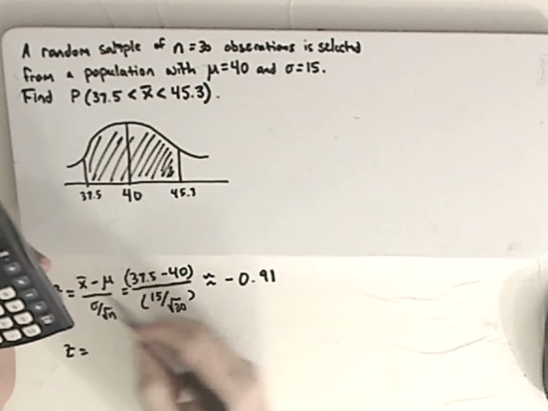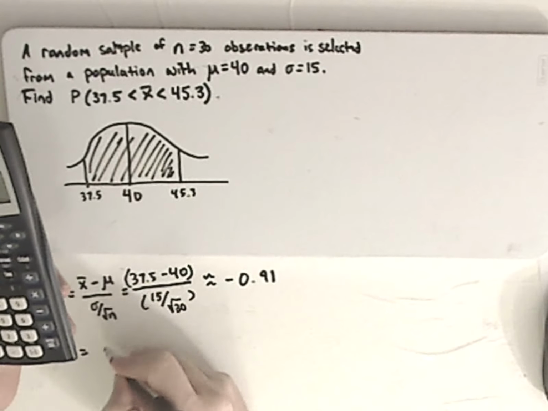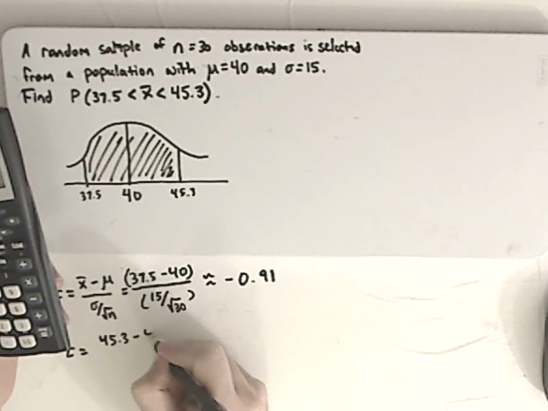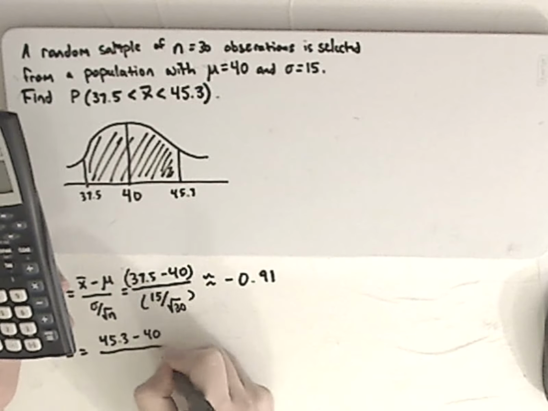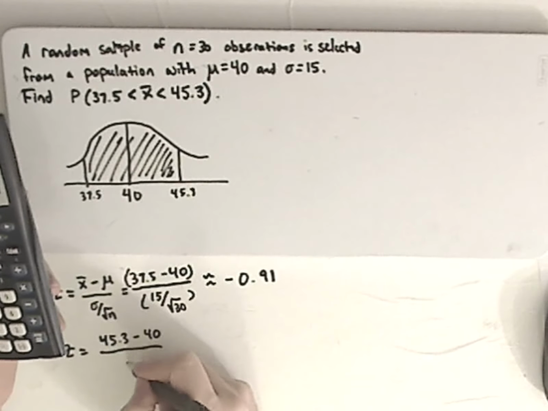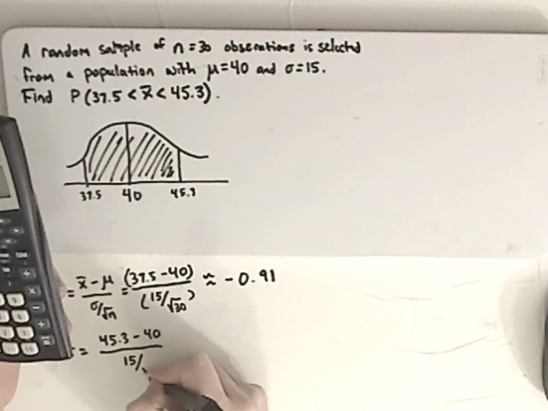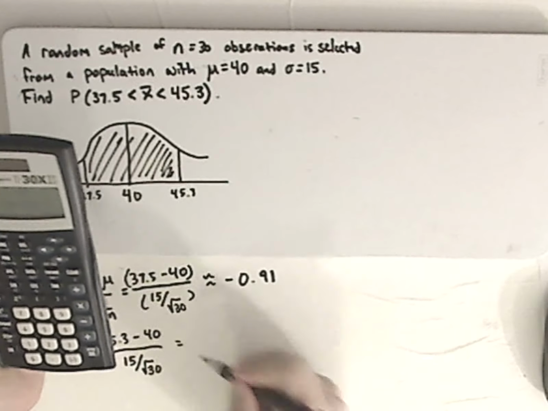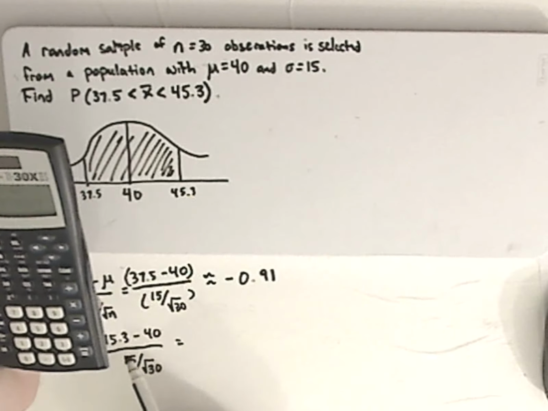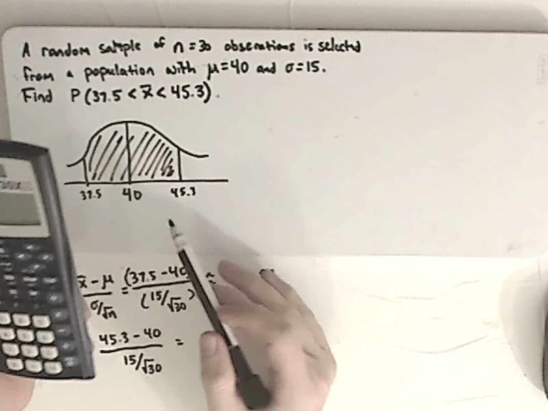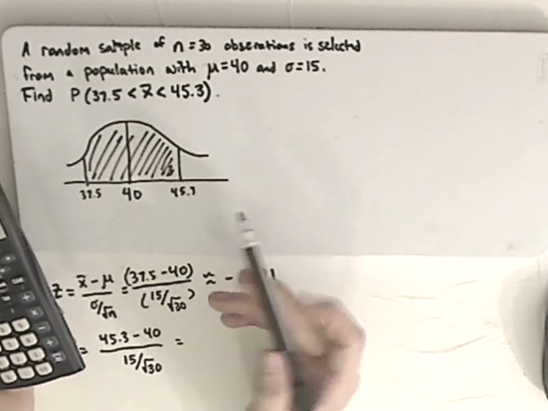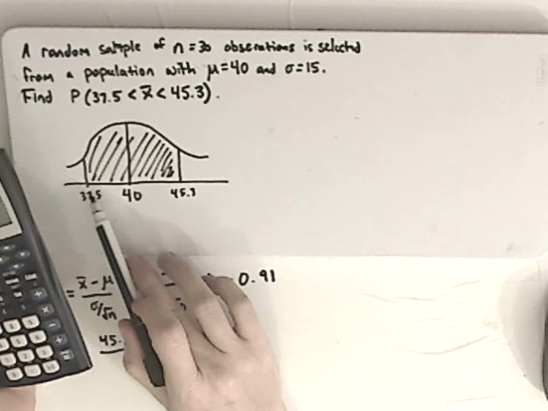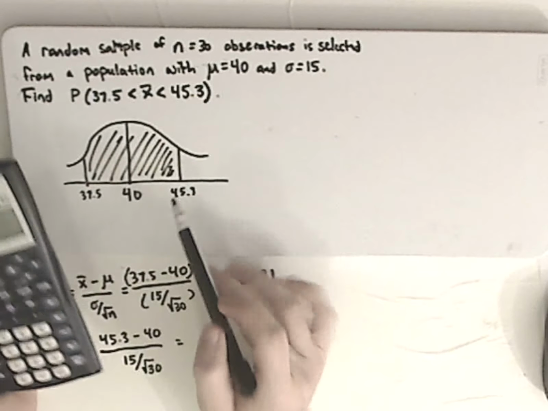Now I have to find the z-score for the other one. The formula is going to be the same. So it's 45.3 minus the 40 over 15 over the square root of 30. Now plug all those in, and it should be positive, right? Because it's above the mean. That's a way to easily check yourself to see if you're plugging everything in correctly. If it's below the mean, negative. Above the mean, positive.